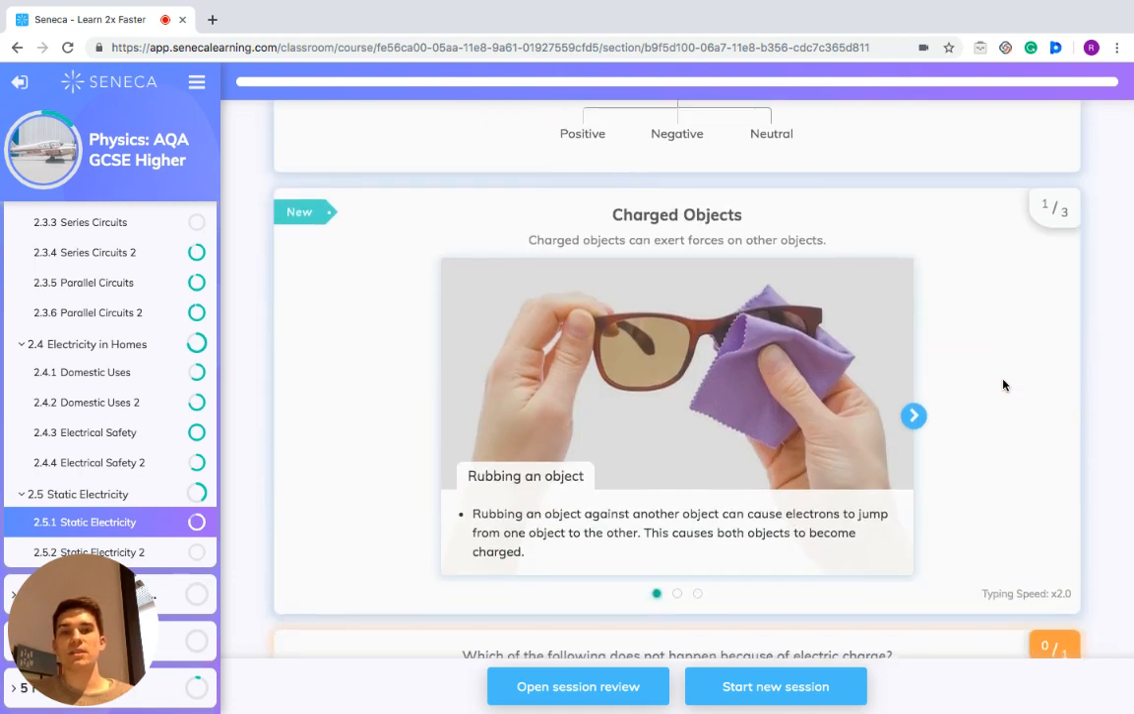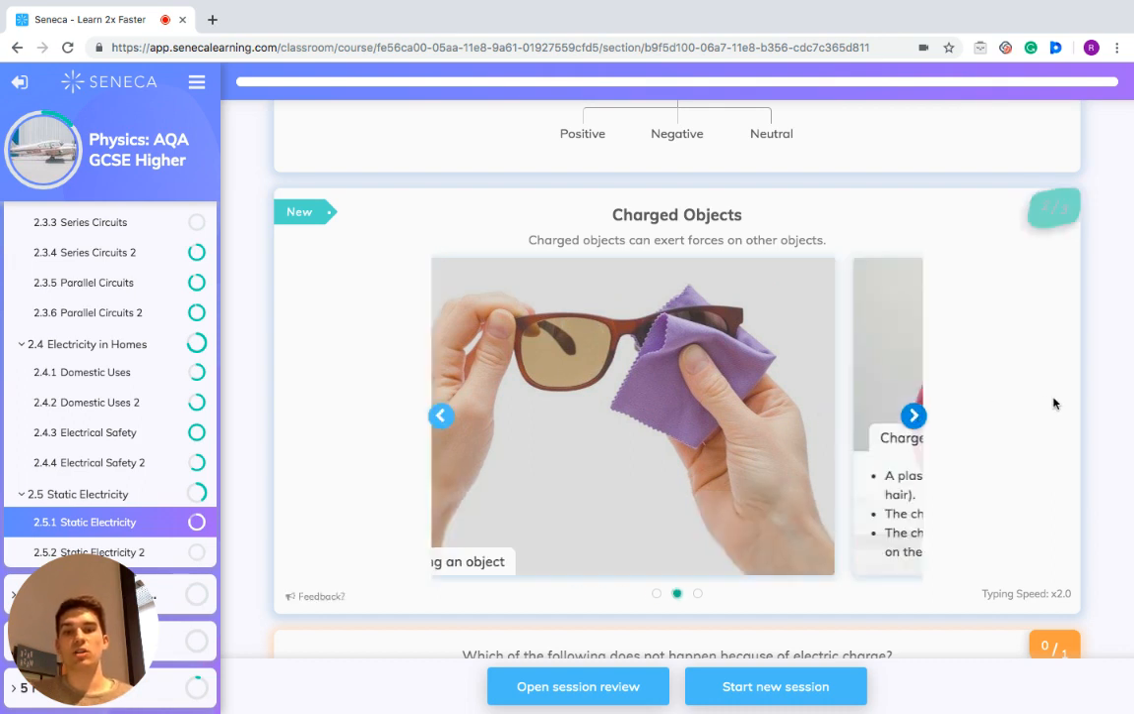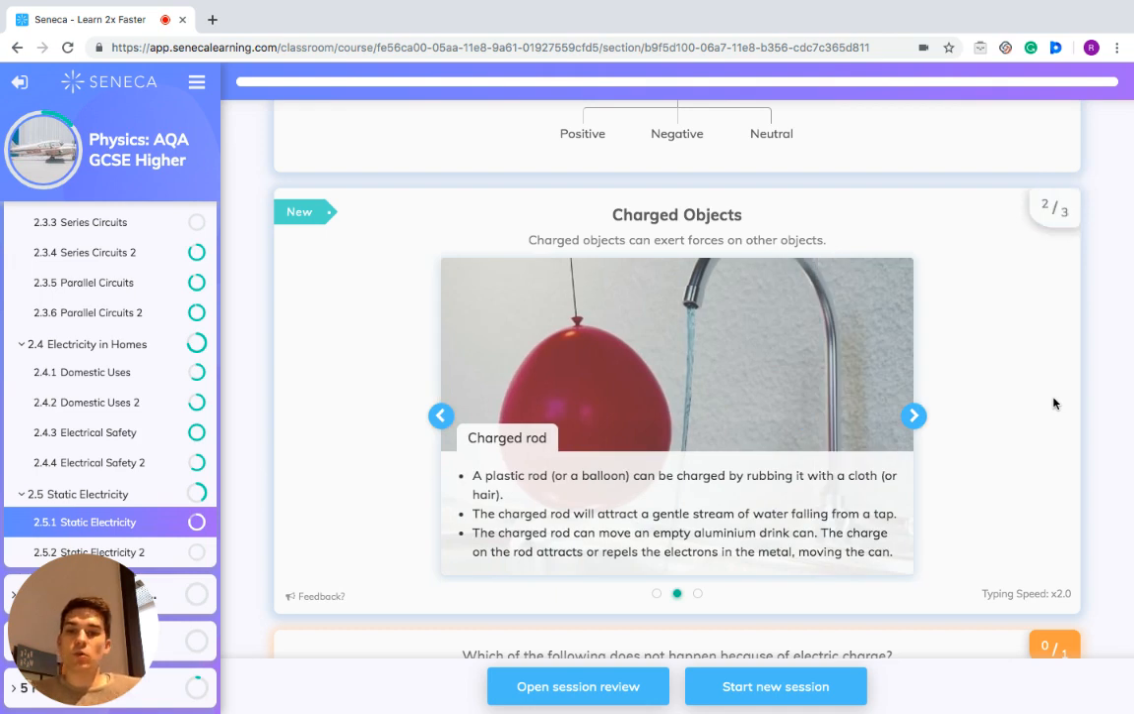Now, charged objects can exert forces on other objects. So if you rub an object against another object, it can cause electrons to jump from one object to the other, and that causes both objects to become charged. Now, a plastic rod or a balloon can be charged by rubbing it with a cloth or rubbing it on your hair. You might have done that with a balloon before. And the charged rod will attract a stream of water as it falls from the tap. The charged rod can move an empty aluminium drinks can as well, and the charge of the rod attracts or repels the electrons in the metal moving the can.